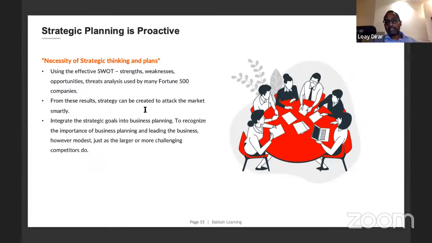Okay, so SWOT analysis is used by many companies, especially those in the Fortune 500. From these results, a strategy can be created to attack the market. By the way, SWOT analysis is not enough, but it's one of the recommended tools when it comes to developing a strategy. There are many tools that you can use besides SWOT analysis.